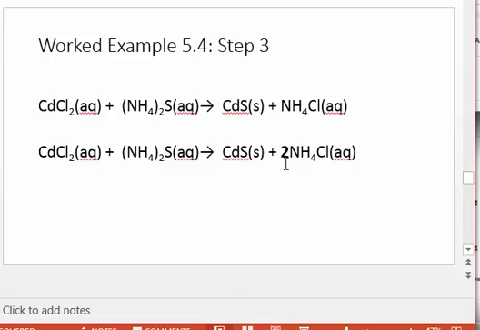We assign the phase of (S), or solid phase, for cadmium(II) sulfide, and (AQ), or dissolved in water, for ammonium chloride. Since a precipitate formed, cadmium(II) sulfide, a reaction occurred and we need to balance the chemical equation. The reactant side of the equation has two chloride anions and two ammonium cations. By placing a coefficient of 2 in front of the formula for ammonium chloride, the equation is balanced.